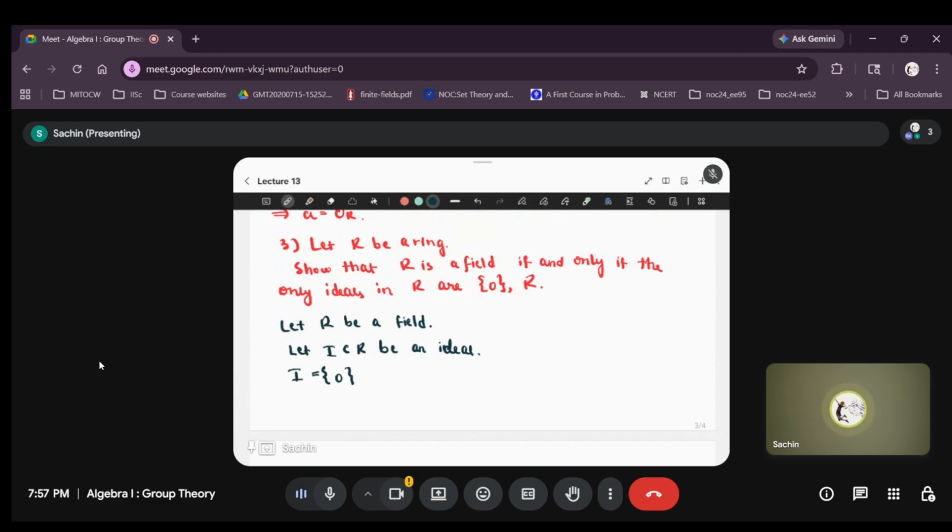So if I is equal to zero, we are done. We are saying it's either zero or R, right? I is zero, okay, we are good. Suppose I is not zero. Now you have to show that I is equal to R. Now how do you do that?